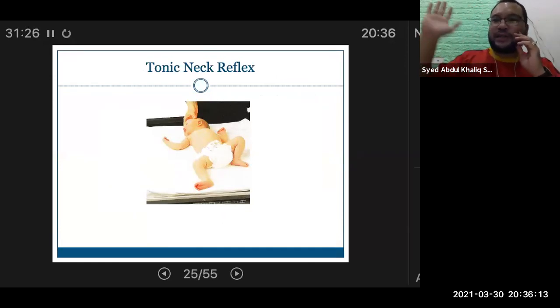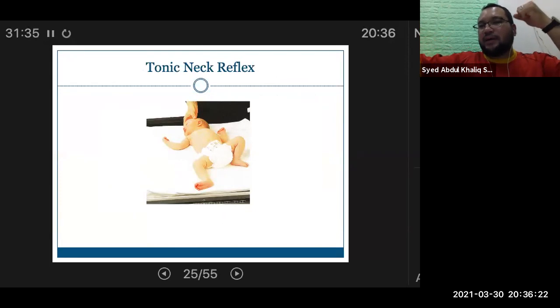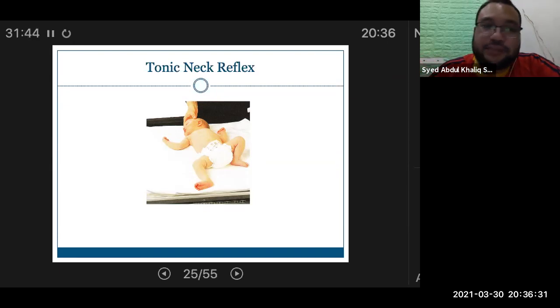So the upper limb that the face is facing, dia akan extend. The upper limb yang opposite dia akan flex. Dia macam fencing. Upper limb and also lower limb pun sama. Jadi kita panggil asymmetrical tonic neck reflex.